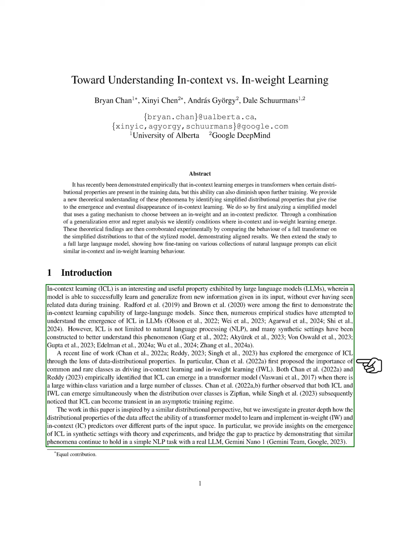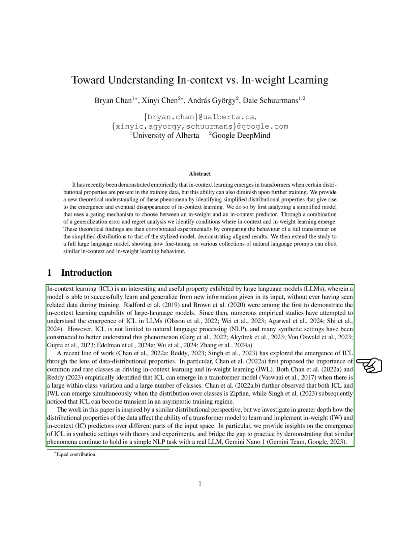Various synthetic scenarios have been created to investigate this phenomenon further. Recent research has examined ICL through the lens of data distribution properties. Specifically, we recognize the significance of common and rare classes in driving both in-context learning and in-weight learning, IWL. We found that ICL can occur in transformer models when there is considerable variation within classes and a large number of classes. Additionally, we observed that both ICL and IWL can happen together when class distributions follow a Zipfian pattern, although ICL may become less stable in extensive training scenarios.